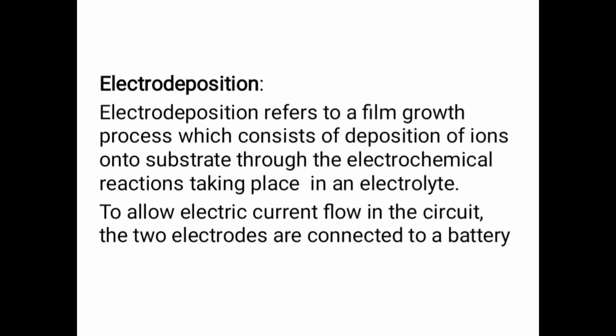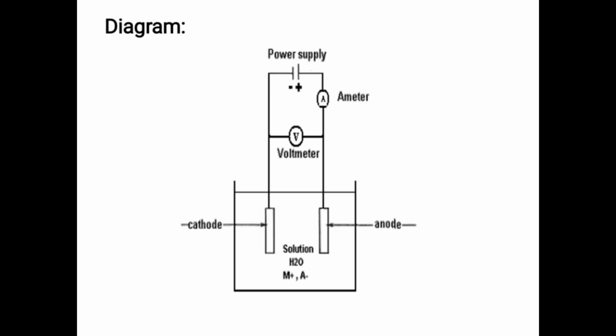In this video we are going to discuss the electrode deposition method, which is a bottom-up technique and a very efficient method for the deposition of nanoparticles onto the surface of an electrode. It is a film growth process and consists of the deposition of ions onto the substrate. And what is the substrate here? The substrate is our main electrode on which deposition is going to take place. And we also have to allow current, so this process begins. Let's see how it works.